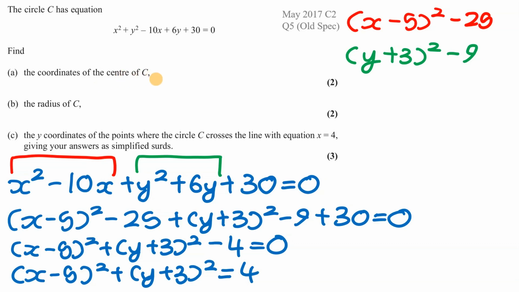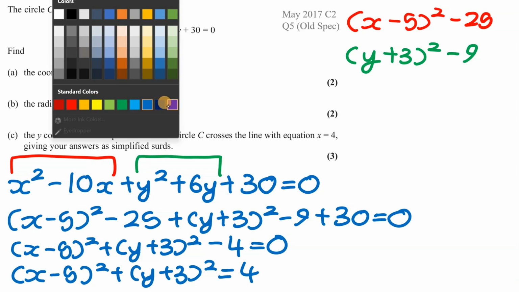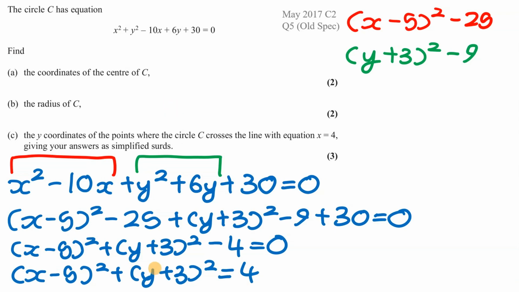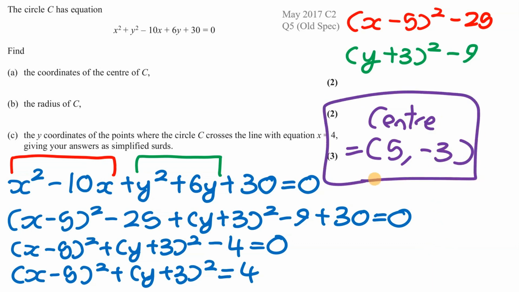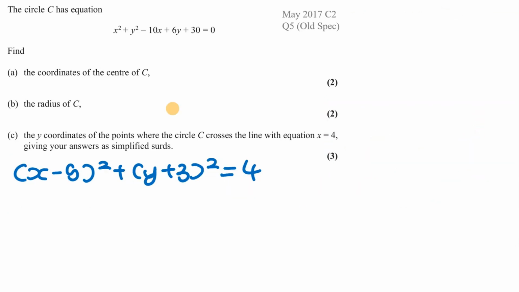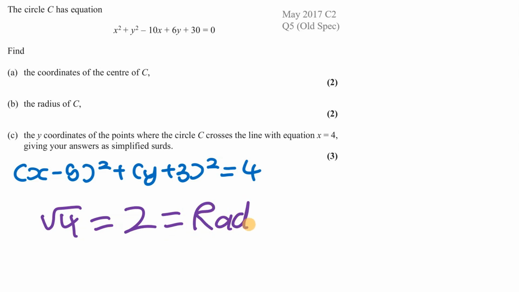Now we need to find the centre of the circle. We have this minus 5 and this plus 3 here, so the centre is going to be 5, minus 3. So this is the centre of the circle. Then for part B, we need to find the radius of C. This here is r squared, which is 4, so therefore the radius is the square root of 4, which is 2. So this is the radius, 2.